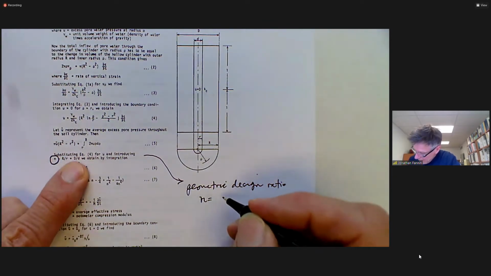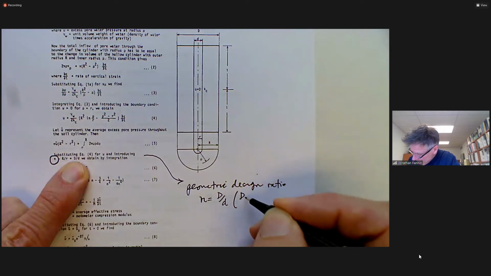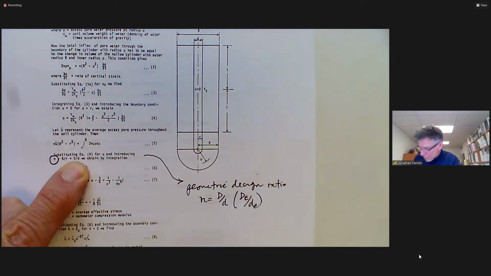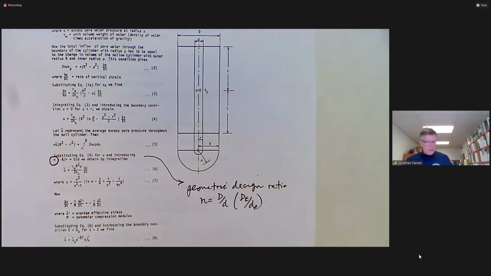According to Hansbo's use of terms, it would be D over d. And what we set things up a little earlier is dE over dE. The equivalent diameter of the drain and the equivalent cylinder being drained, which is as good as the triangular spacing. Okay.